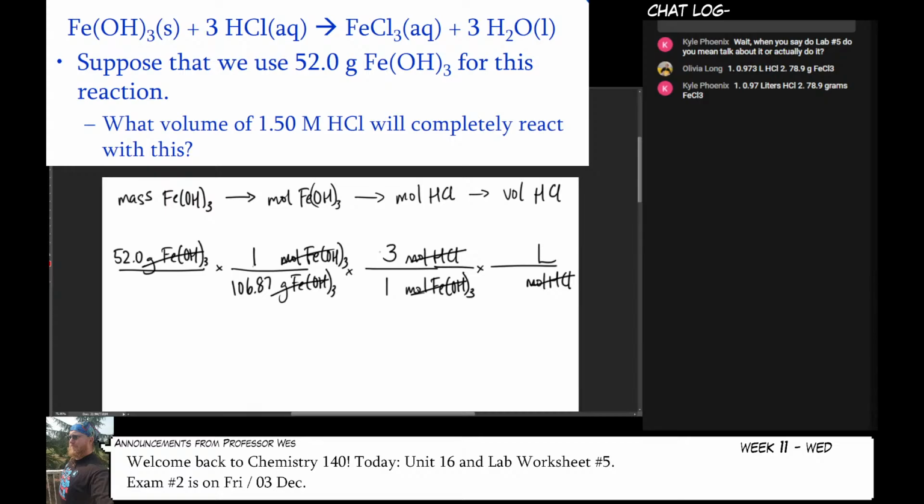And then finally, what is the molarity of HCl? It is 1.50 moles per 1 liter. And we punch it all in the calculator. So let's see. 52, 3, 106.87 times 1.5. 0.973, or 973 milliliters, which is a lot.